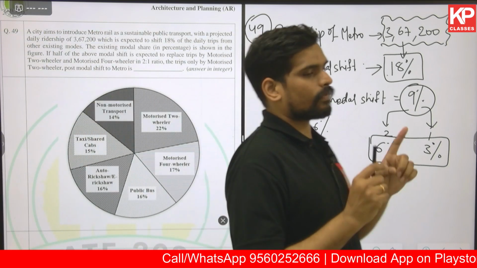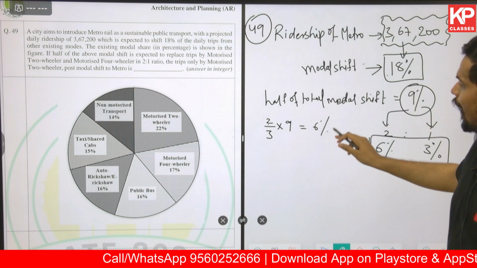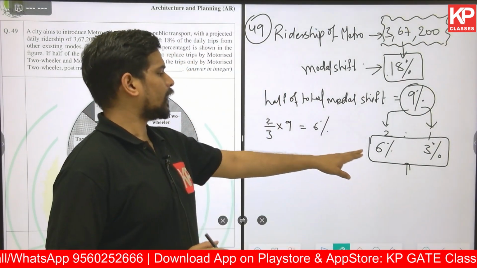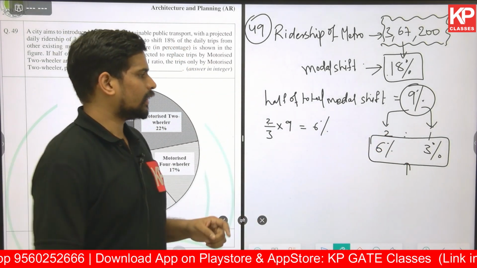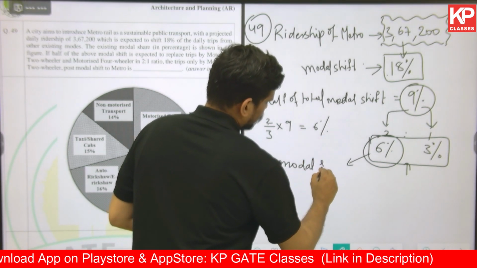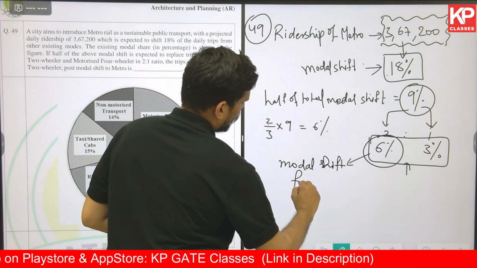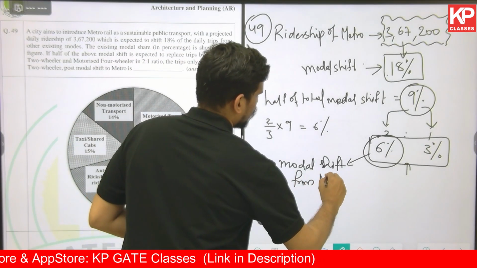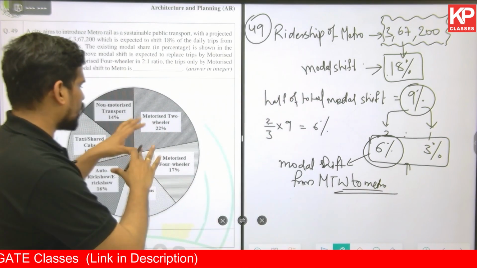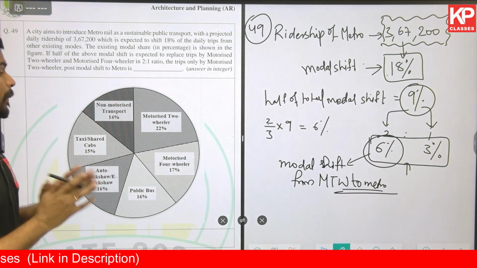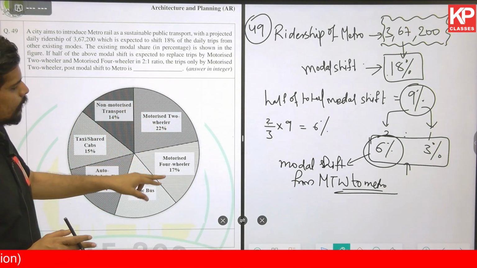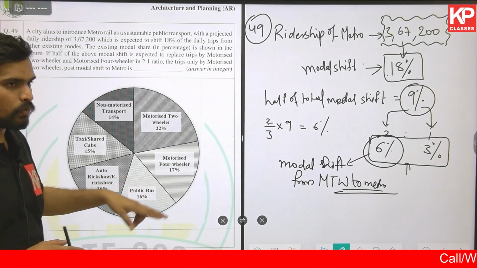So the modal shift from two-wheeler is two parts of the half of modal shift. Half of modal shift is 9%. Two parts out of three is 6%. This 6% is the modal shift from motorized two-wheeler to metro. So people from these categories are going to use metro. How many people from motorized two-wheeler are going to use metro? 6% they are going to reduce from here. Remaining 3% they are going to reduce from motorized four-wheeler.